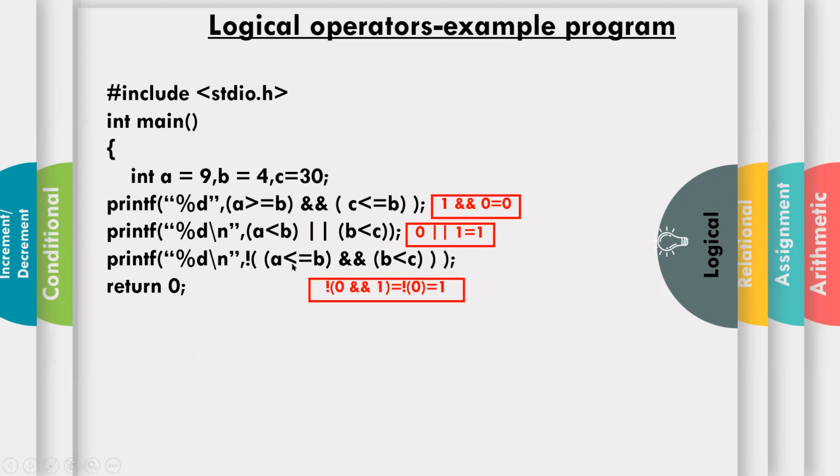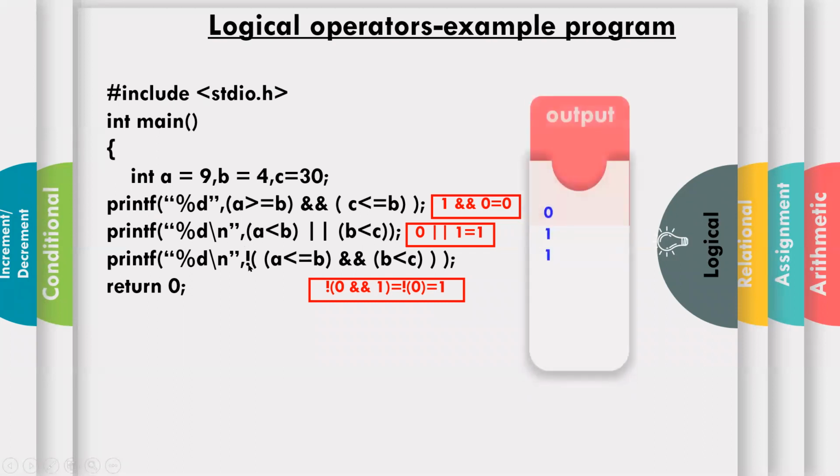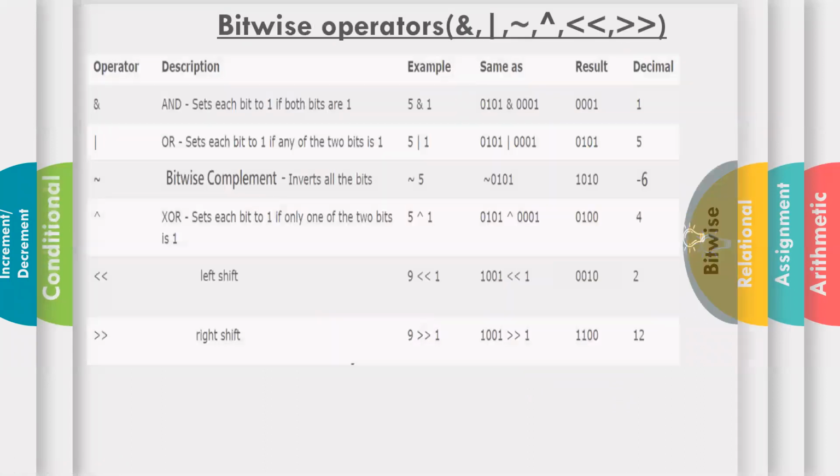In the OR operation, if at least one is true, the output is true. Similarly, here you observe this A less than or equal to B is 0 and B less than C is 1. So 0 and 1 is 0, but there is a not operator before that, so the 0 can be changed to 1. False can be changed to true. You evaluate this in the same way, but finally you change the final answer. If it is 0, change to 1. If it is 1, change to 0 if there is a not symbol.